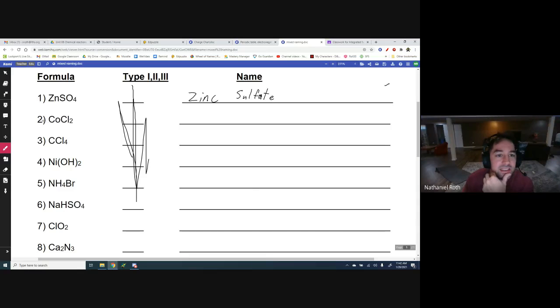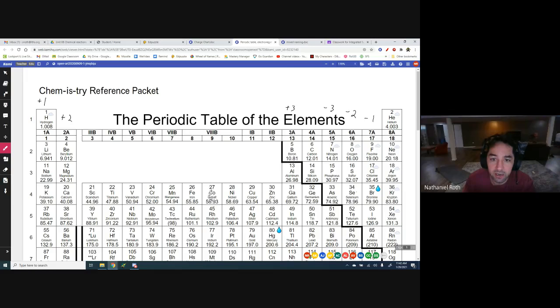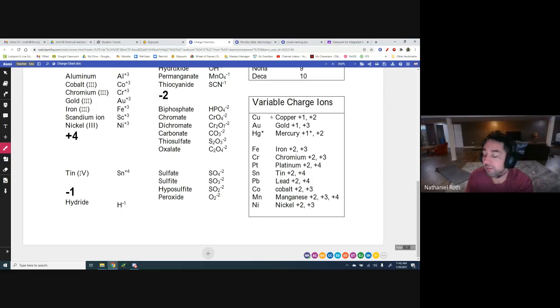So next is COCl2. Again, we identify if it's ionic or covalent by looking at the first part. CO is the first part, so we look at the periodic table. We find CO, it's right there. It's called cobalt, and it is on the left of the staircase, which means it is a metal, which means this compound is ionic. So the next step is looking at our charge chart, seeing if cobalt is in the variable charge ions, which it is. It's right here. So that means we do need Roman numerals this time.